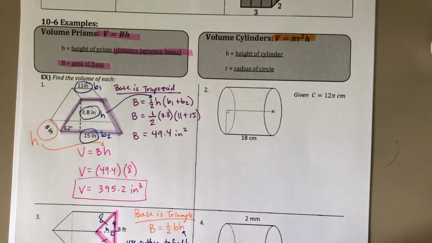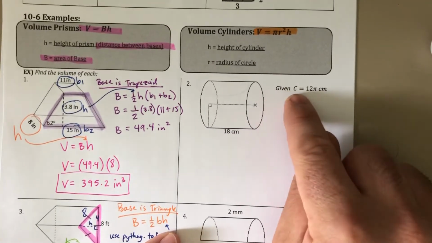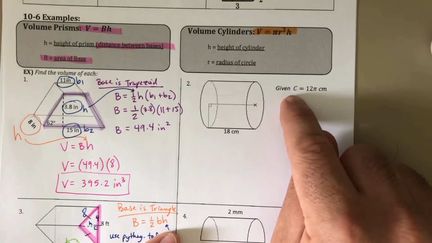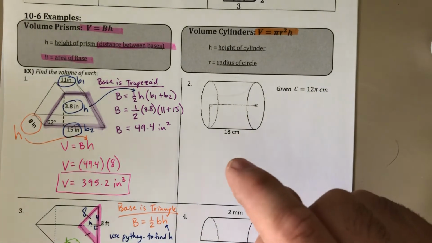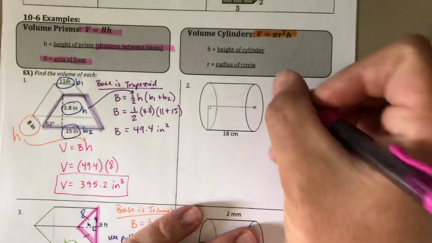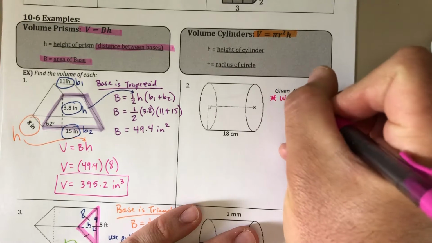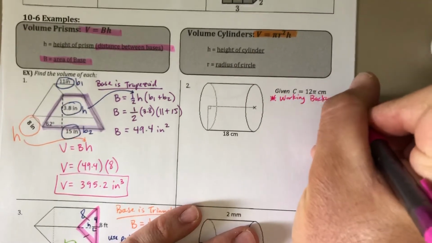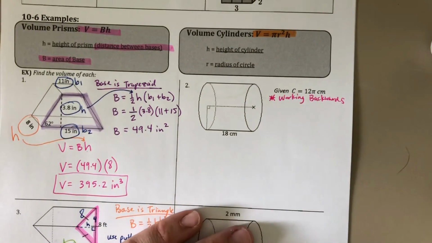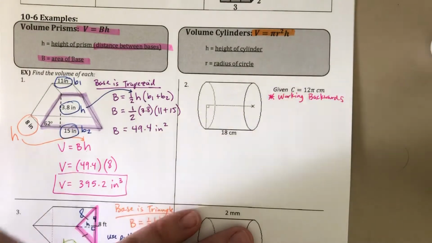Sometimes it's given, sometimes it's a little bit harder. And so here it's not given exactly. We're going to have to find it. What is given is that the circumference of this circular base is 12 pi. So this is going to be a bit of a working backwards problem. Write that down: working backwards. If you remember when we were working backwards back in chapter 9, you would take the information given, plug it into the formula, and then solve for the missing thing.